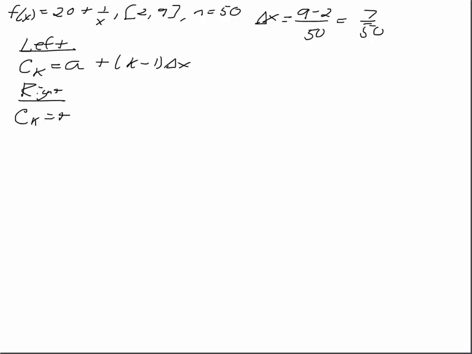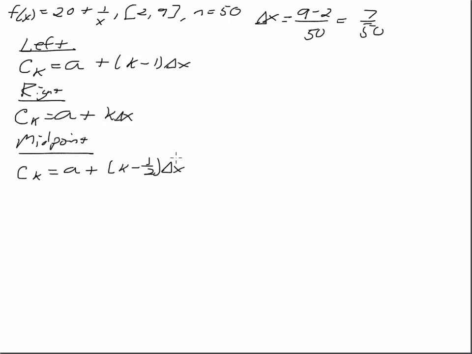Whereas the right Riemann sum starts 1 width past the left endpoint, and it ends at the right endpoint. So that's why the right Riemann sum is A plus K delta X. Okay, the midpoint, of course, is the trickiest. The midpoint, as I showed in another video and talked about in class, starts at A plus delta X over 2. So to rewrite it in K form, that would be K minus a half times delta X. You need to know all three of these in order to be able to do these problems.